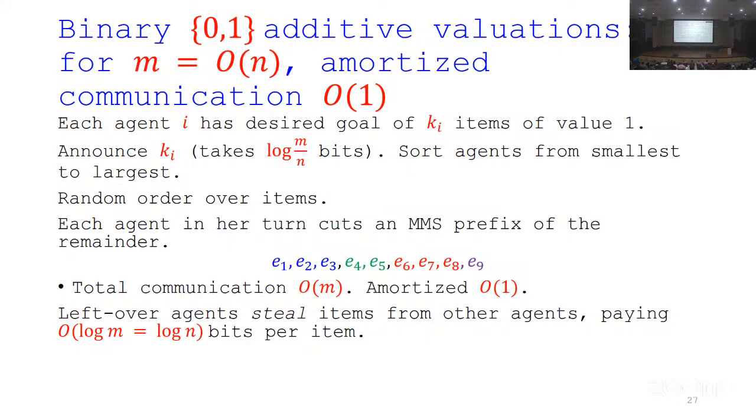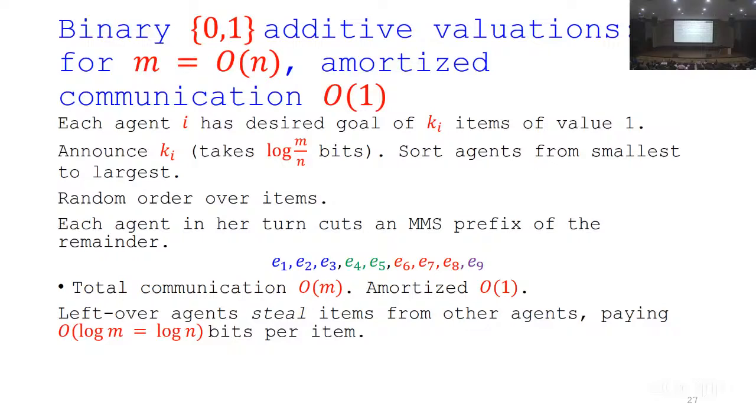He starts scanning the items. Once he reaches K1 items of value 1, he cuts and takes this part. The second agent says, I need to take K2 items of value 1. So again, he scans the remaining items. When he reaches K2 items of value 1 for himself, he cuts and takes it, and so on. That's the whole algorithm, except for the last step, okay, almost.